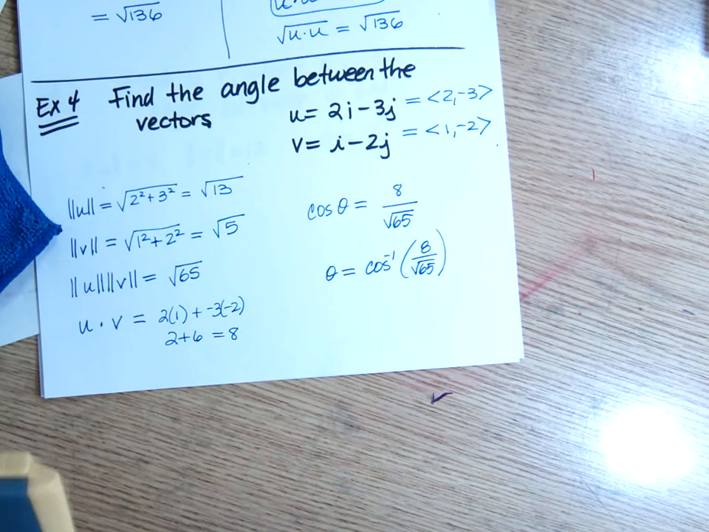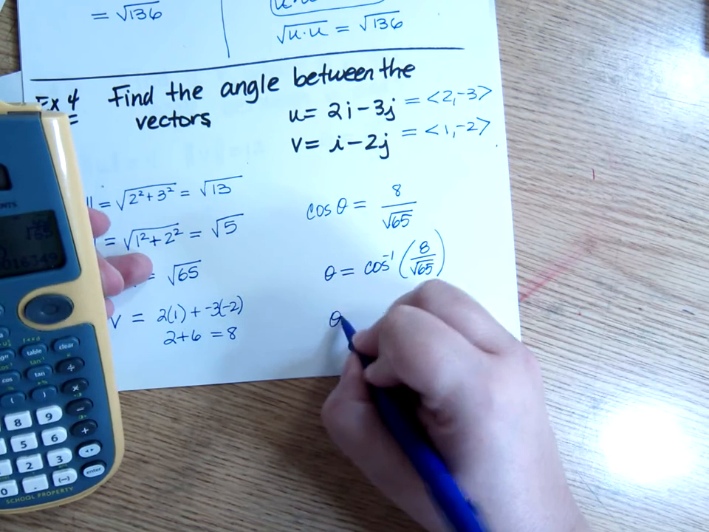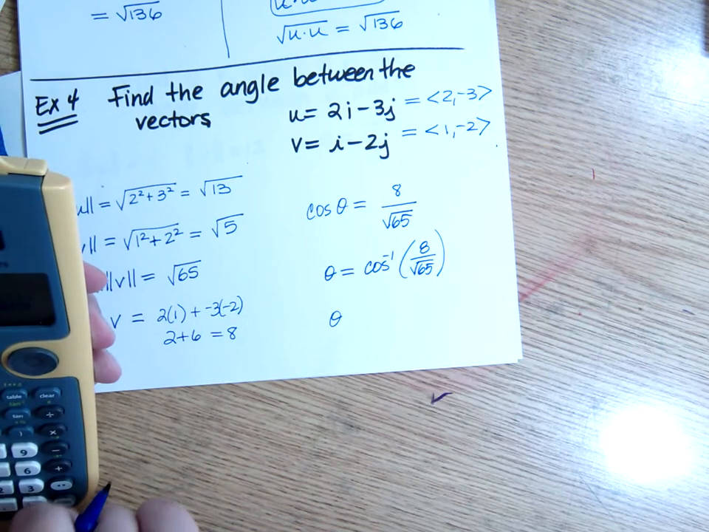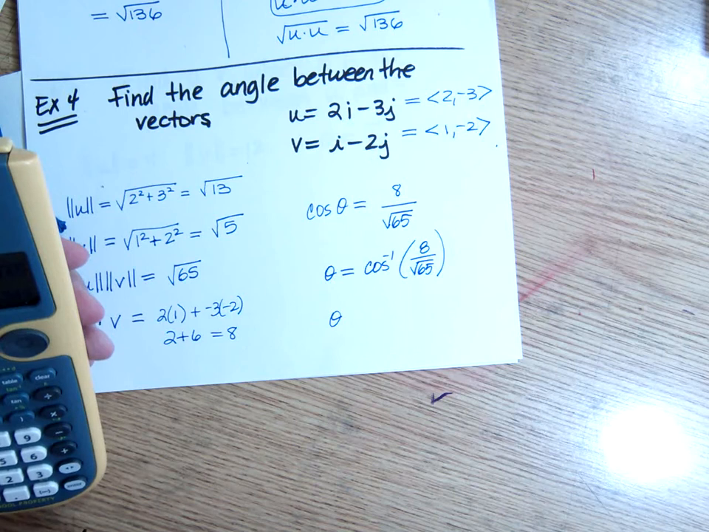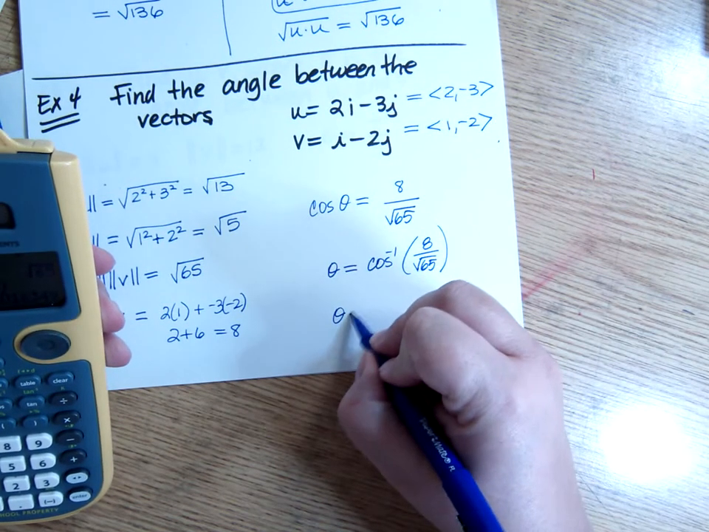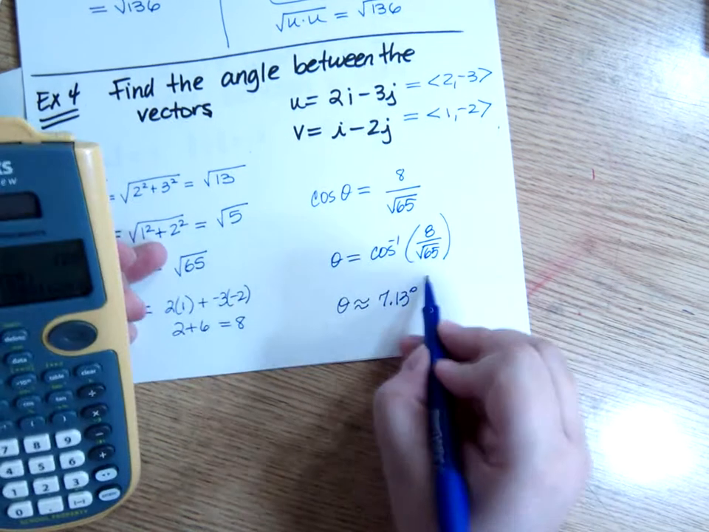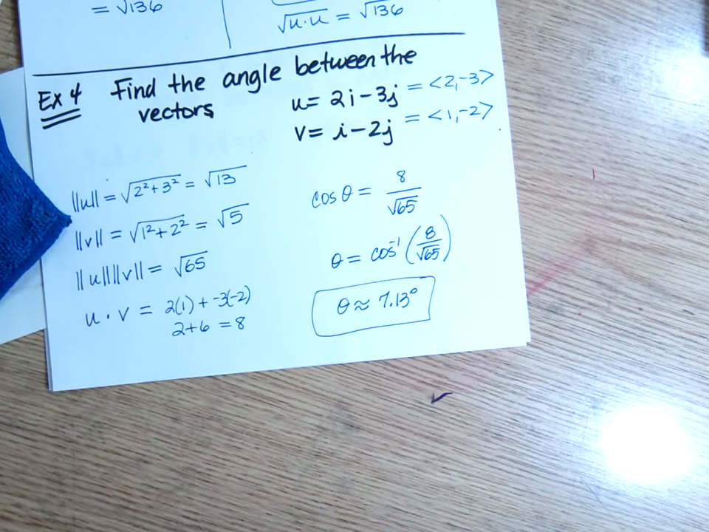Inverse cosine of 8 divided by root 65. It's a lot like root 66 there. And I get that the angle between these two, let me just check that I am in degrees. It's kind of weird looking, but I'm going to have some faith here, is about 7.13 degrees. And that's my answer. All right, next.